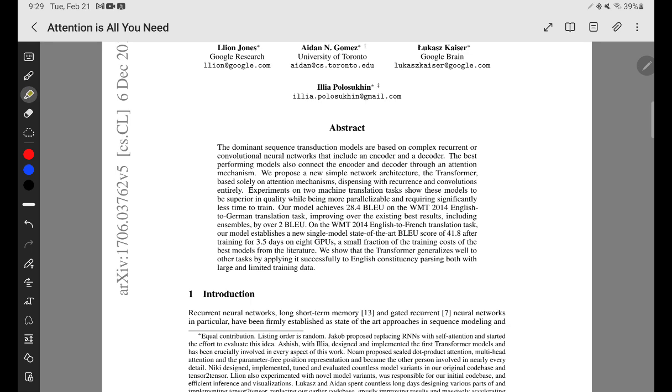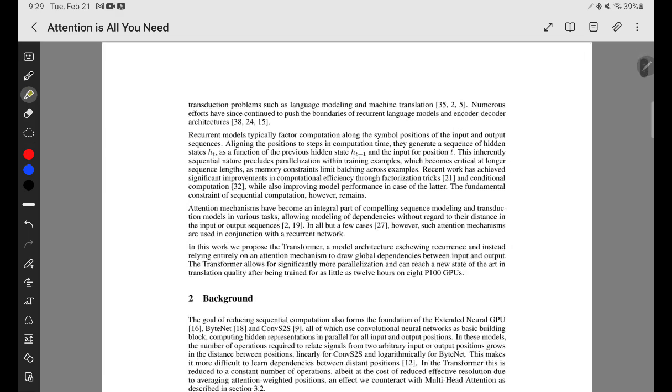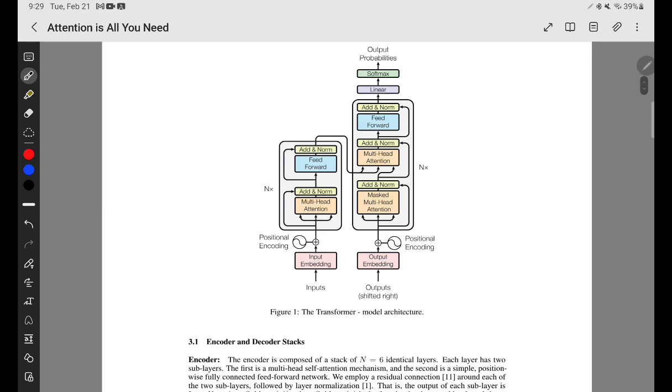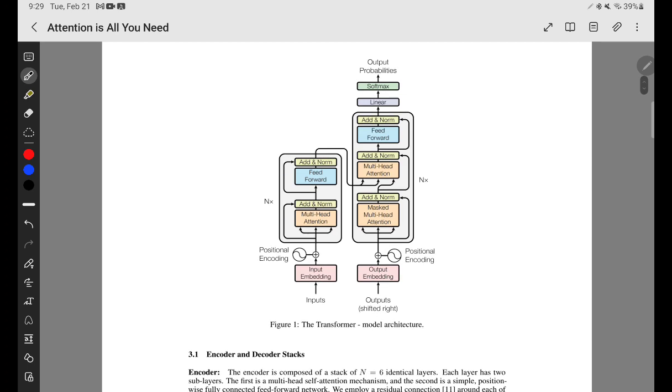Attention is an encoder-decoder. So they propose a simple network architecture, the transformer, based on attention mechanisms, which doesn't require recurrence or convolutions. And that is what this paper is about. So let's look at the attention mechanism, or let's look at the transformer.